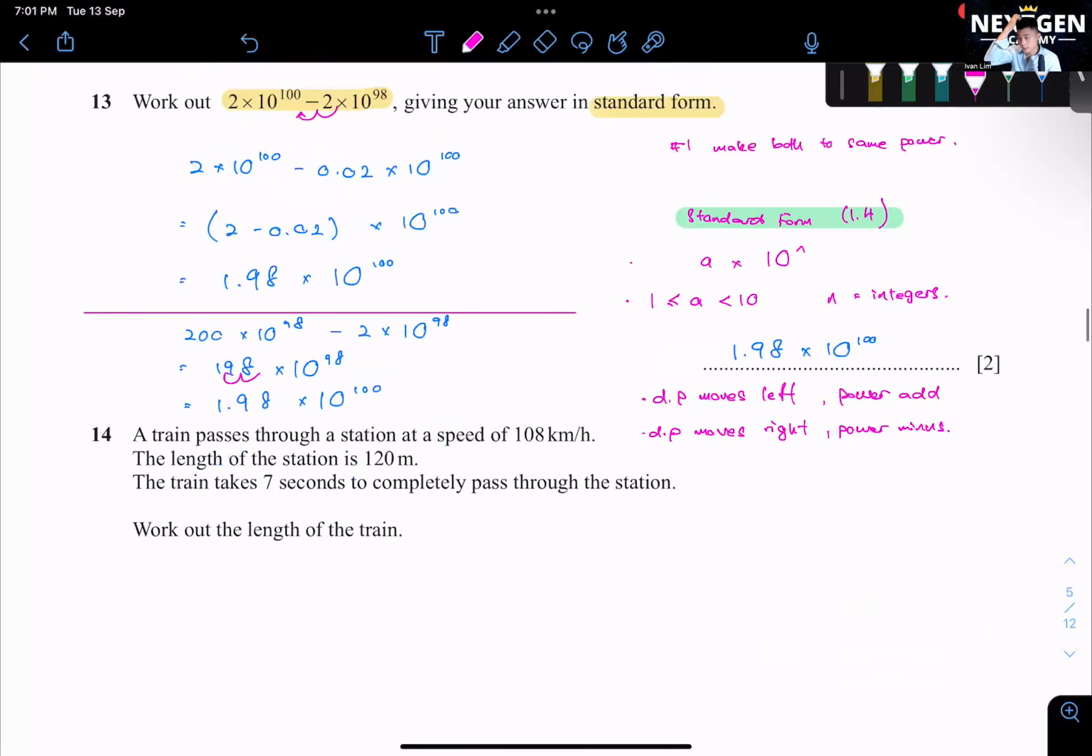So this is a standard form question. For plus and minus, if you don't know this part here or you have no idea what is standard form, go to 1.4 in Thinkific. Thinkific I built so that you all can actually speed up your entire learning.